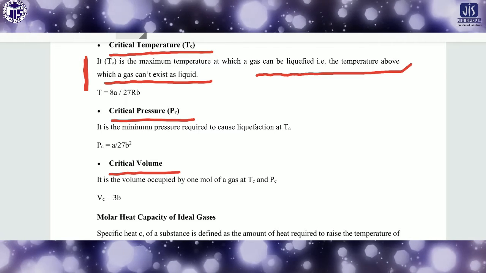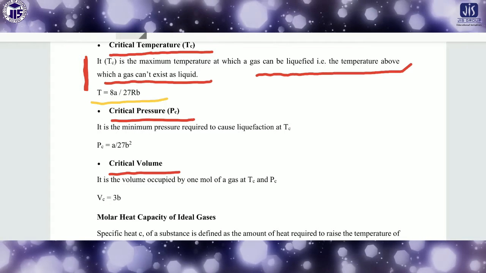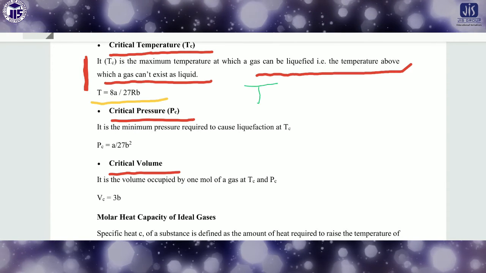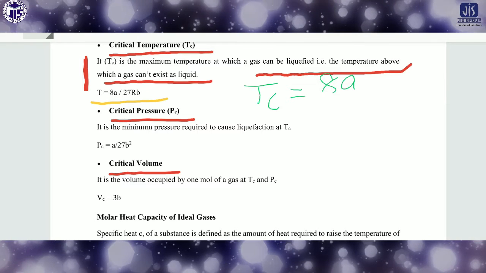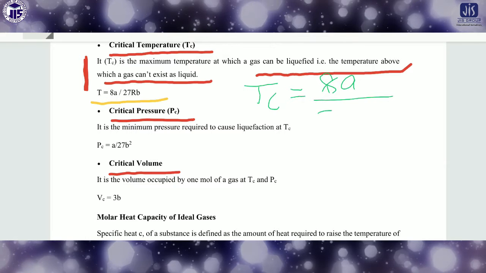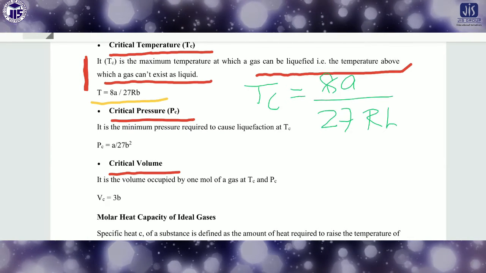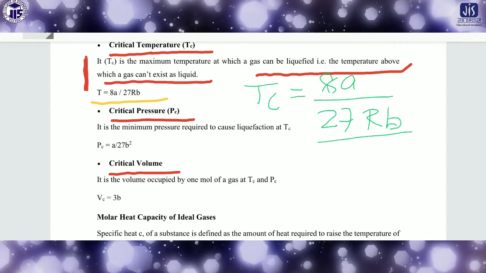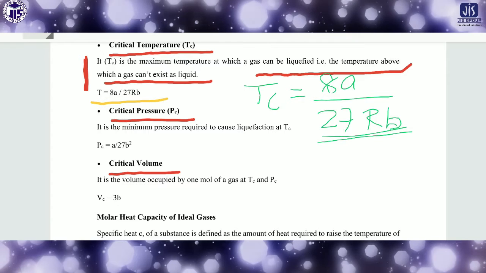So you have to keep in mind the expression of it. It is actually TC. TC equals 8a by 27Rb. This is very, very important, you have to keep in mind. So TC equals 8a by 27Rb.